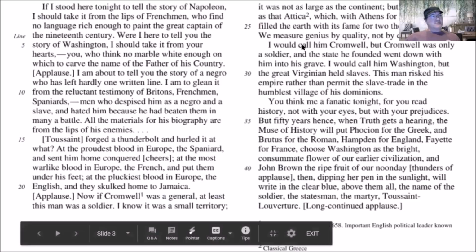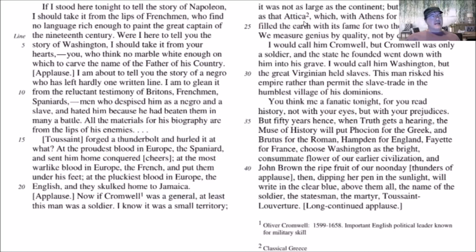"I know it was a small territory. It was not as large as the continent, but it was as large as that Attica," which the note tells us is Greece, "which with Athens for a capital has filled the earth with its fame for 2,000 years. We measure genius by quality, not by quantity." So he recognizes that Haiti is not a huge country, but it's not about size, it's about quality.